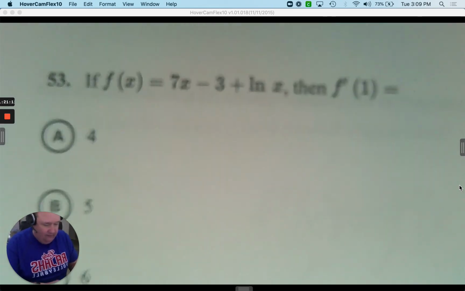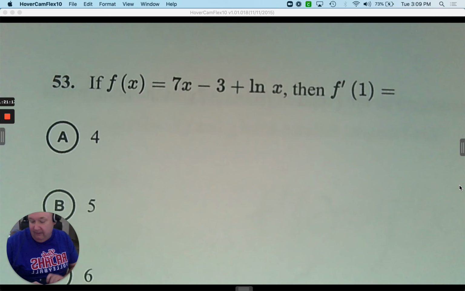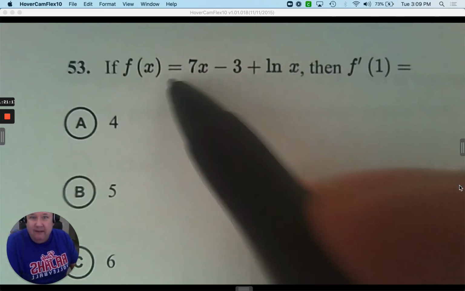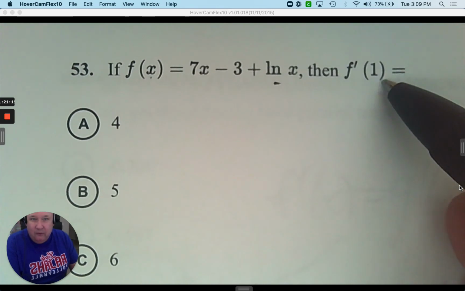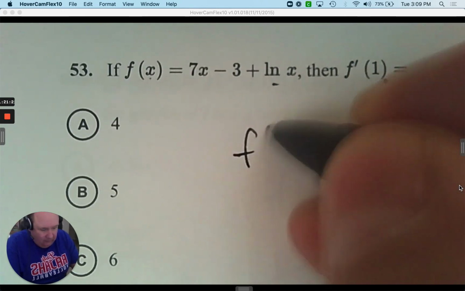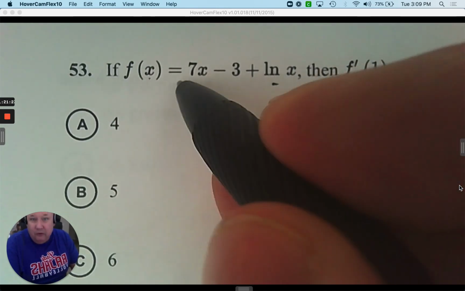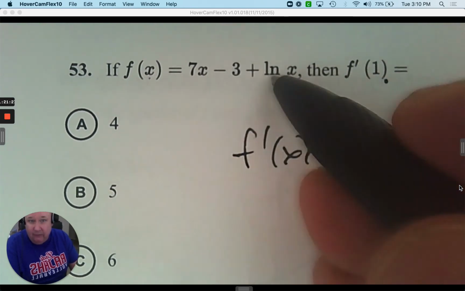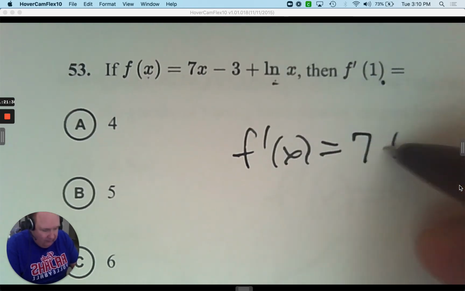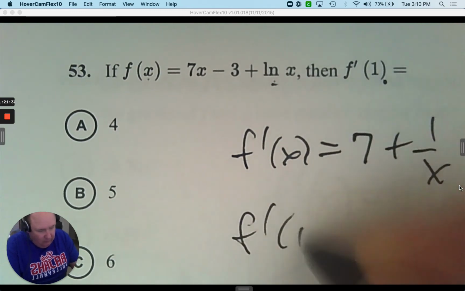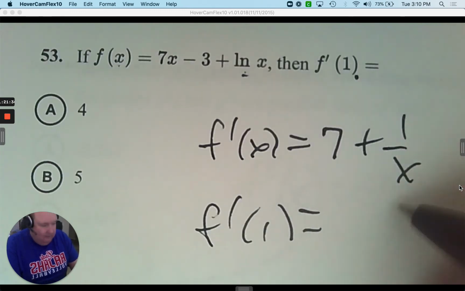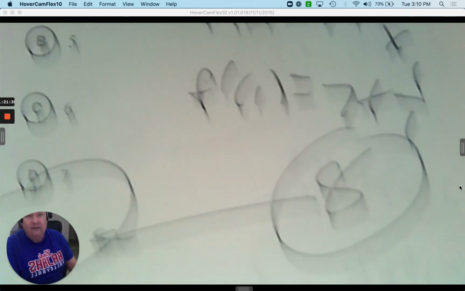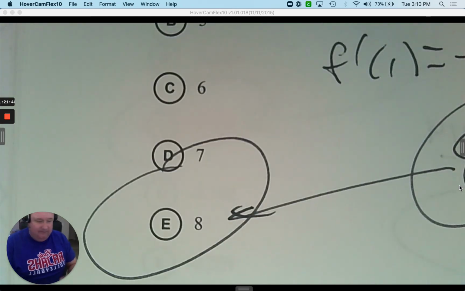Last one. I'm going to do better next time and get under an hour. Okay. The function is given. What's the derivative at 1? Man, these are the nice easy ones. So the derivative of 7x is 7. The derivative of negative 3 is 0. The derivative of ln x is 1 over x. Plug in 1. 7 plus 1 divided by 1. And the answer is 8. And you have it. Done.